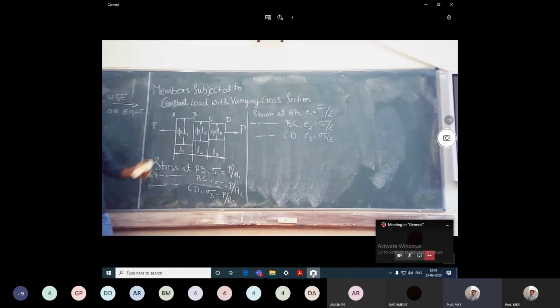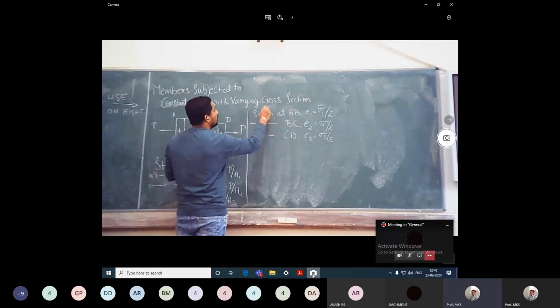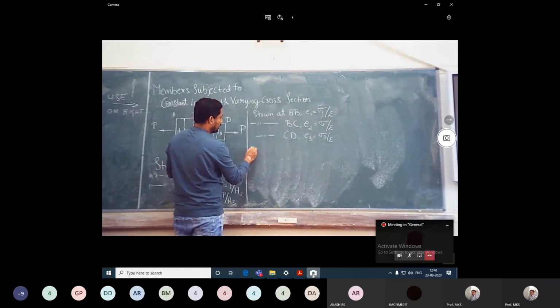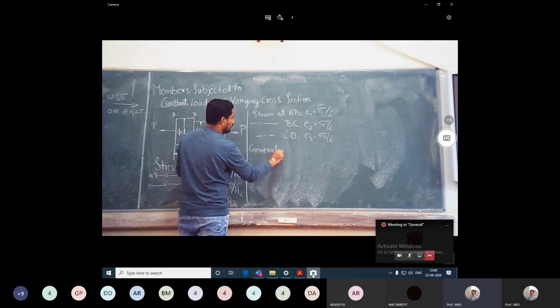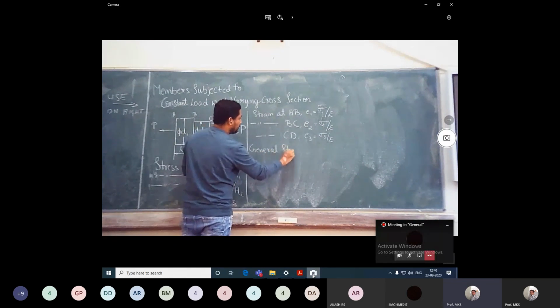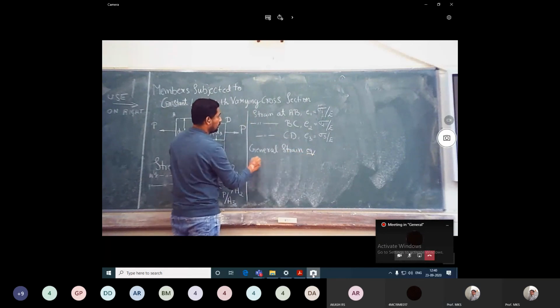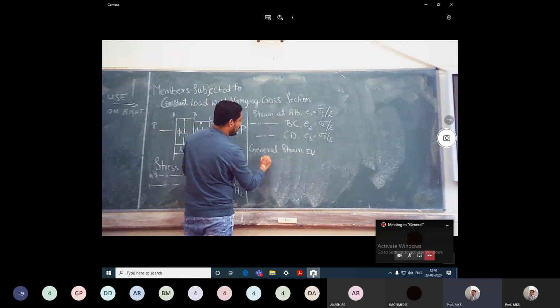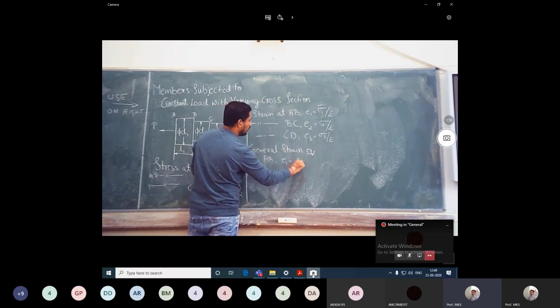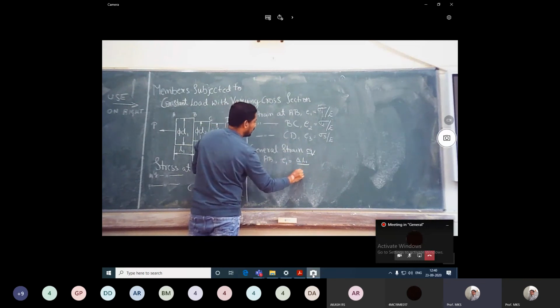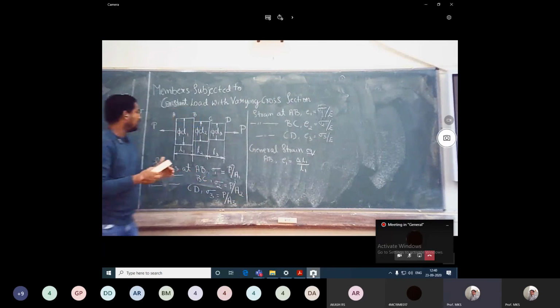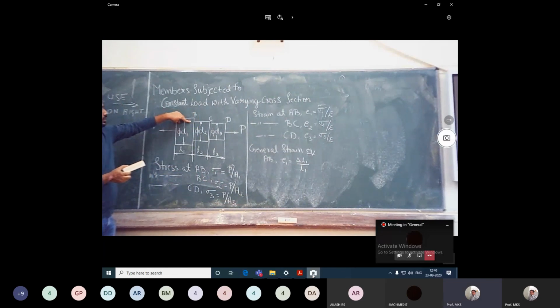Next, you know that the general strain equation. General strain equation, it is given by what? At section AB, it is given by E1 is equal to delta L1 by L1. Change in length, you know, the general expression for strain, change in length to original length.